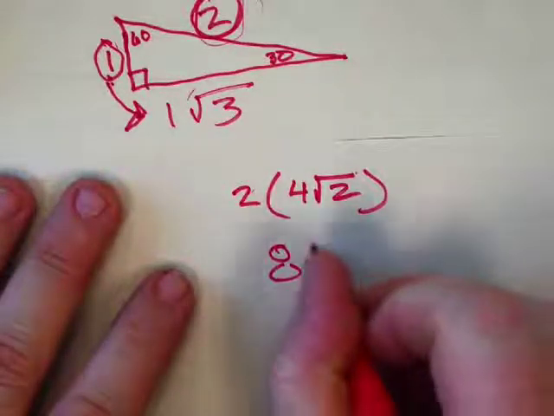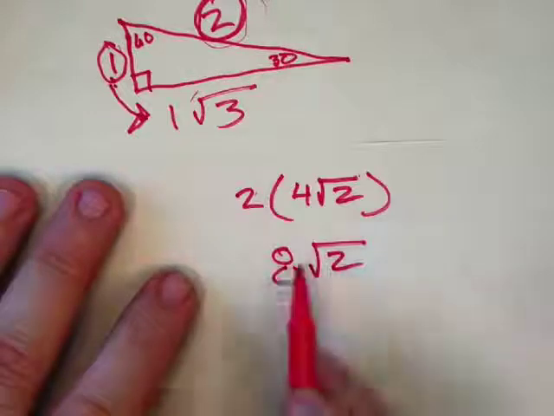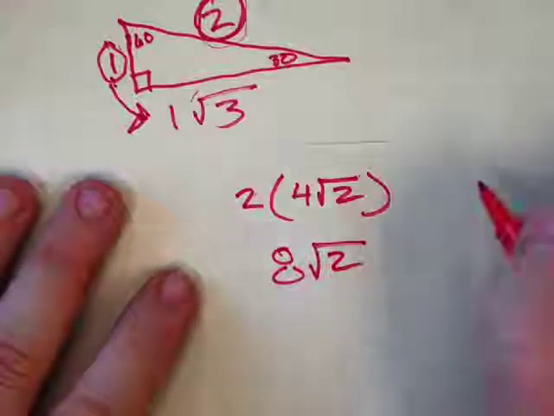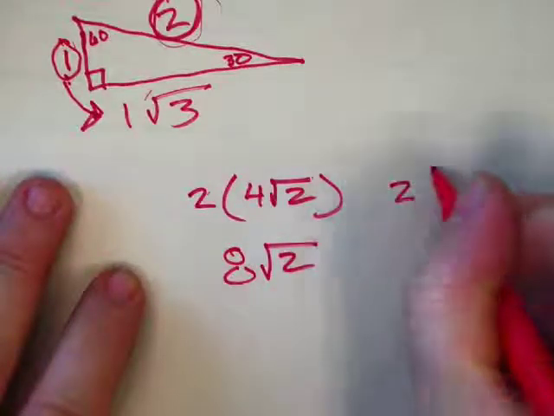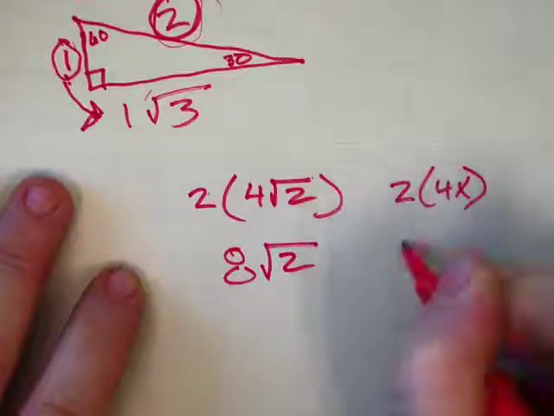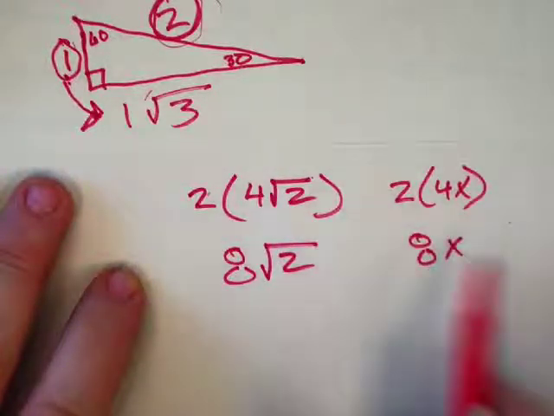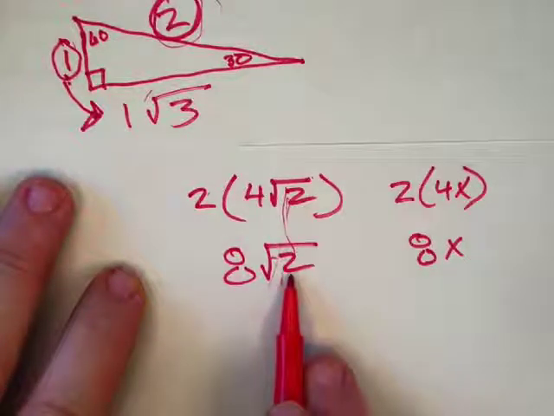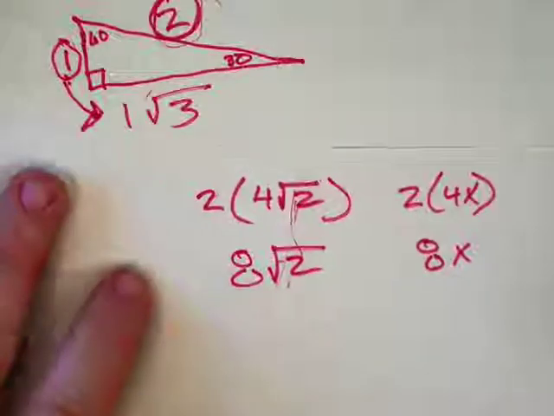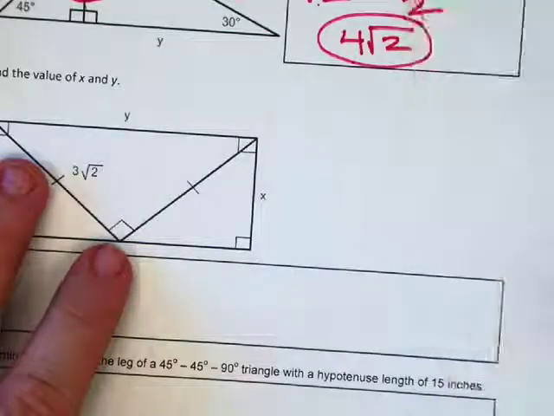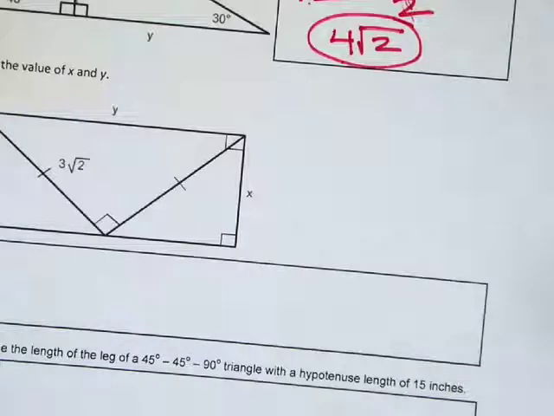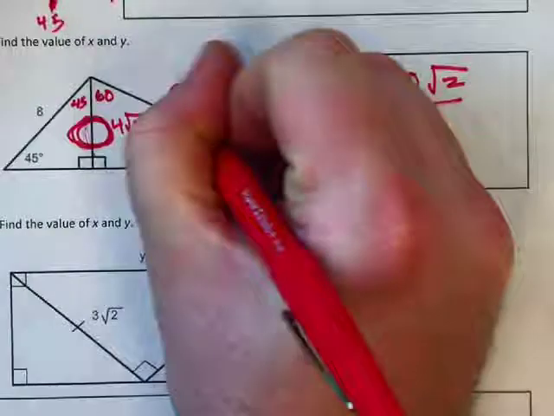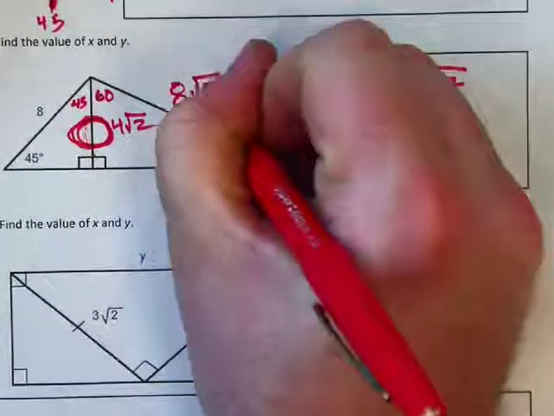And then 2 times the square root of 2? Well, it's just there. You deal with square roots the same way you would deal with an x, for example. So 2 times 4x would just be 8x. See how I didn't really change the x, it just came down. Same with the square root of 2. You treat it exactly the same as a variable. So now we have 8 times the square root of 2. So our hypotenuse, or the length of that side, is 8 times the square root of 2.